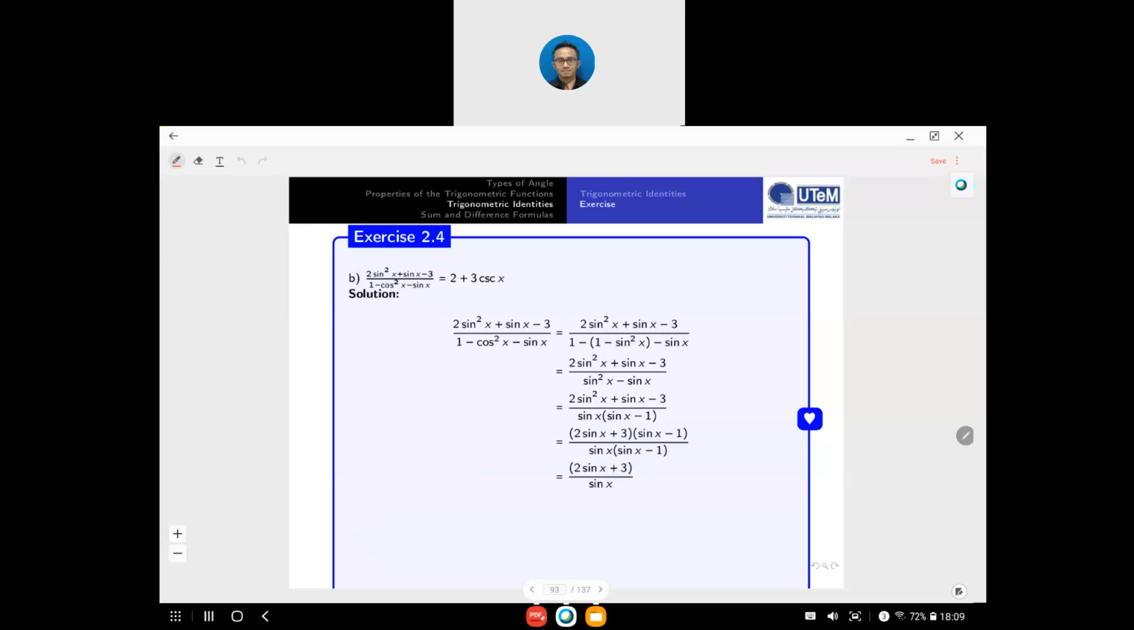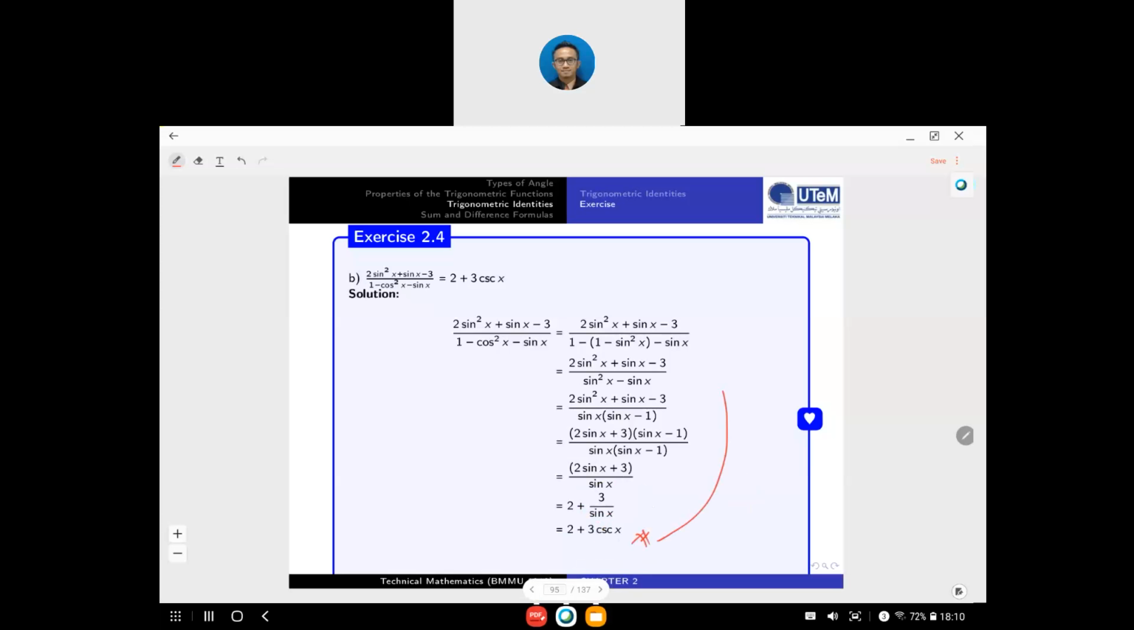Okay, so this one when you open this fraction, awak akan dapat apa? 2 sin x over sin x plus 3 over sin x. This one you can simplify. So your final answer is 2 plus 3 over sin x. Okay, and then 3 over sin x, we can get 3 cosecant x. So verify. Okay, any problems?